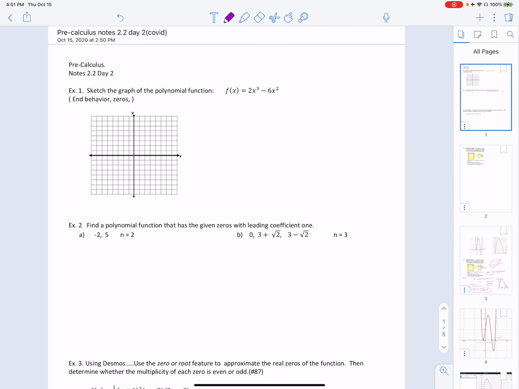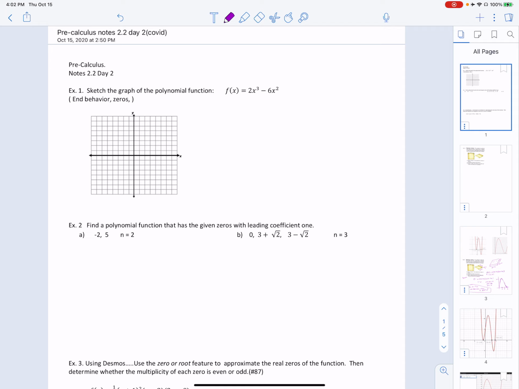Pre-Calculus 2.2 Day 2 notes. And so we're just continuing looking at polynomial functions. And so we're going to reinforce sketching the graph to start with, and then we're going to find some equations and use Desmos to answer some questions.